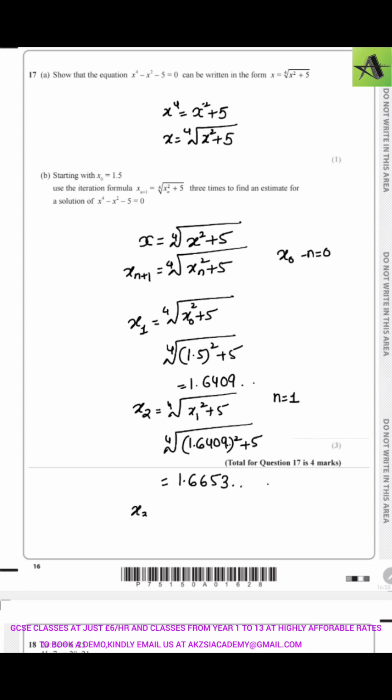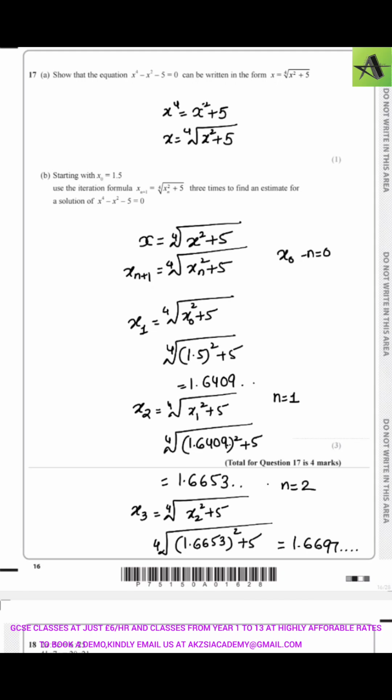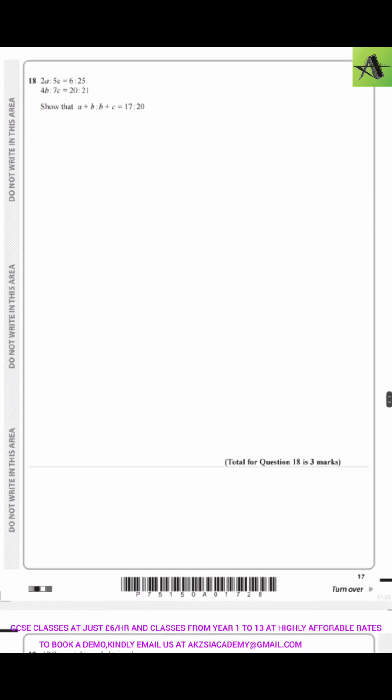Now we have to calculate x3. So again, x3 is what? They are asking us to put n equal to 2. So in this formula, when I put n equals 2, this will give me x3 equals the 4th root of x2 squared plus 5. And this one will give me the 4th root of 1.6653 whole squared plus 5, which will finally give me 1.6697, and so on. So these are the estimates for the solution, and they're asking 3 times, so that's why we have calculated x1, x2 and x3. Moving on to the next question.